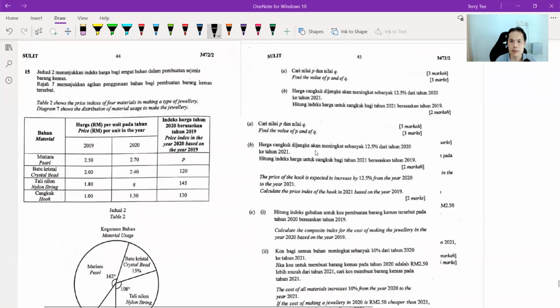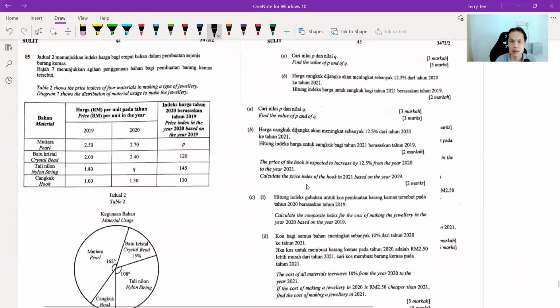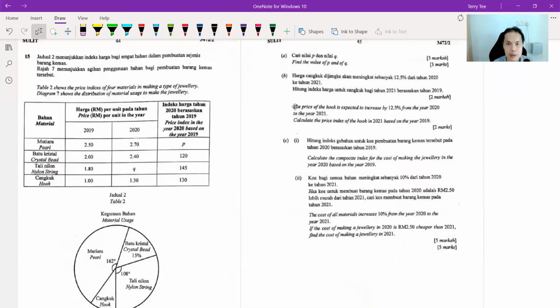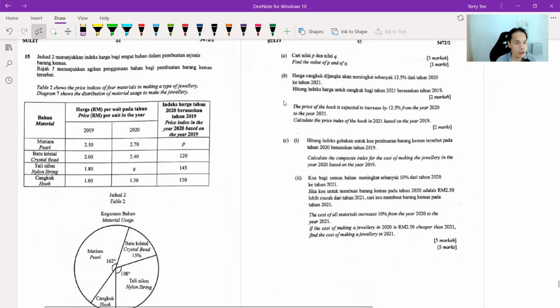okay, oh, there's a double overlap here. So we are supposed to find the value of P and Q. Okay, maybe I move this up a little bit. Sorry, this one is overlapping with the earlier one. Let me just delete this. Sorry. All right, so there you go. Now, we're supposed to find the value of P and Q.